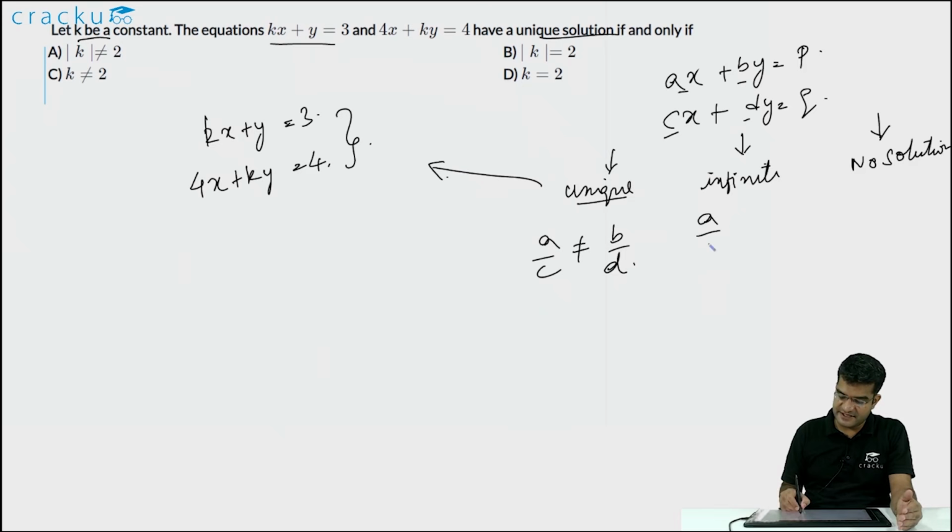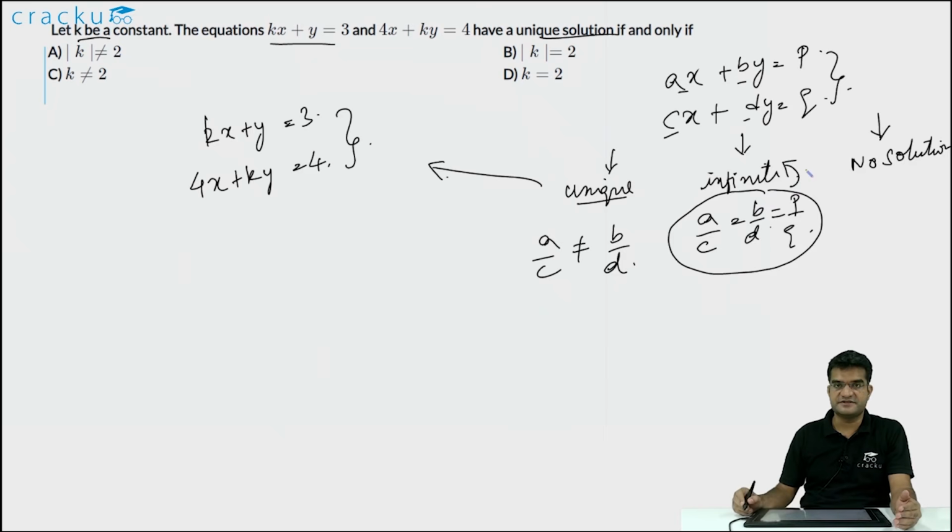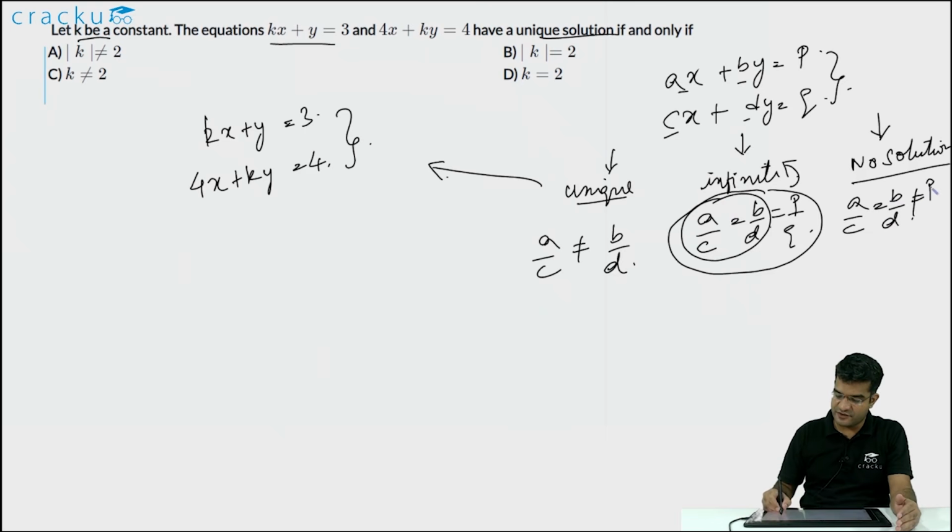But if a by c is equal to b by d, then there are two cases possible. If a by c is equal to b by d, which is also equal to p by q, that is the ratio of the constants, then this pair of equations will have infinite solutions. That is, for any value of x and y, this will be satisfied. But this pair of equations will have no solution if a by c is equal to b by d, like in the second case, but this ratio is not equal to p by q. In this particular case, the set of equations will have no solution.